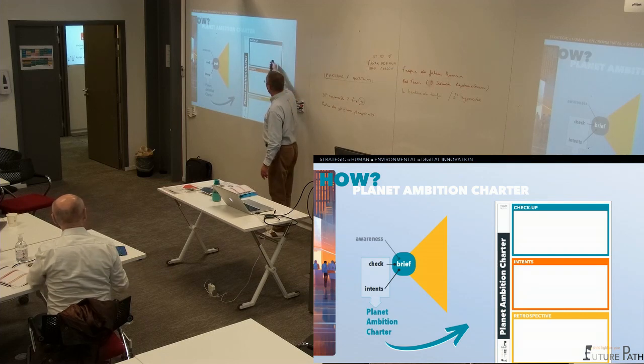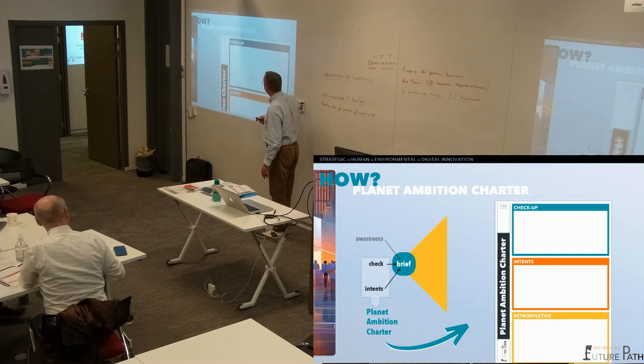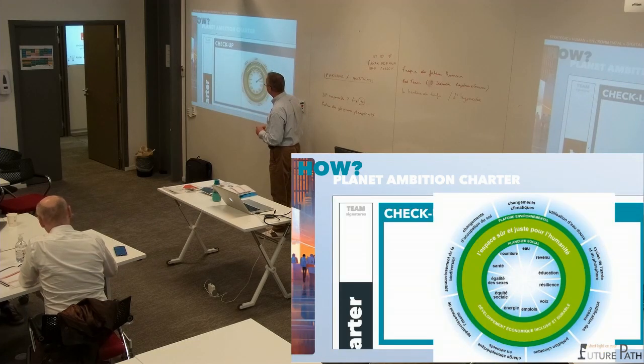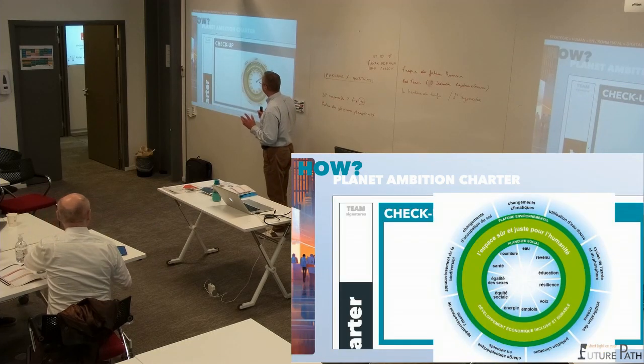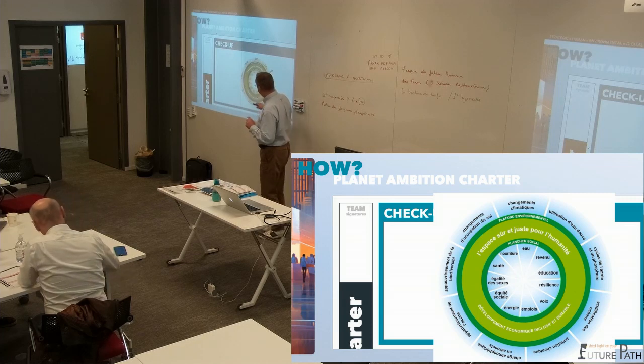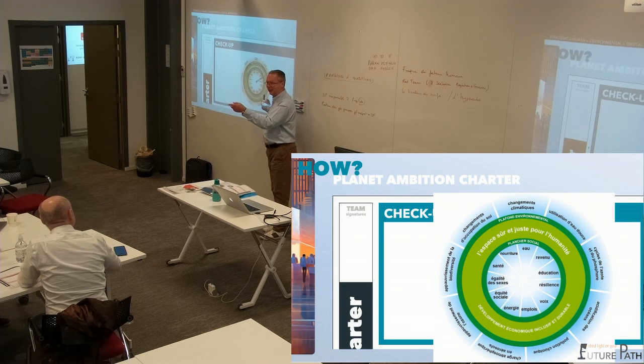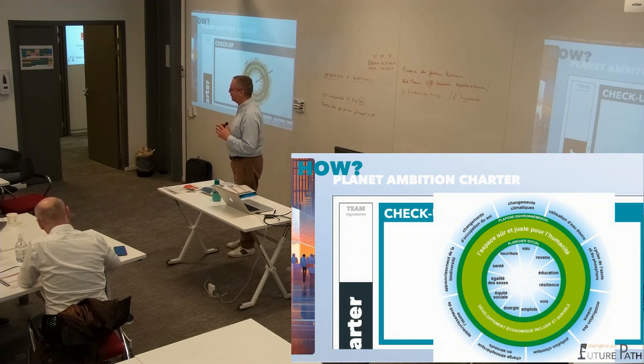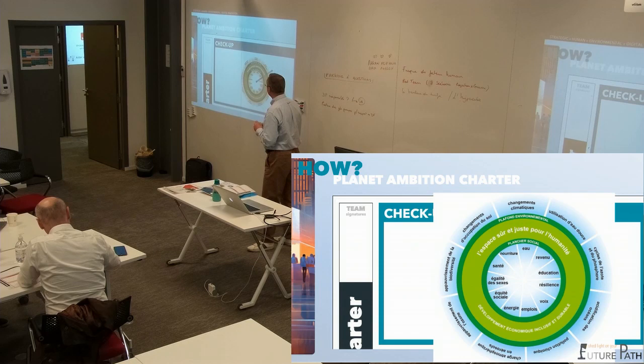So for doing the checkup, the proposal would be to use this. Do you know that? Have you seen what it is? Donut economics. So donut economics is really, really interesting. You have in big on the right page, it's coming from a lady called Kate Raworth who invented that. So how do we read that?